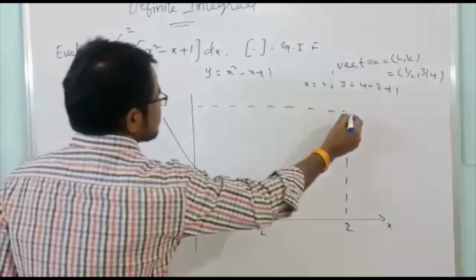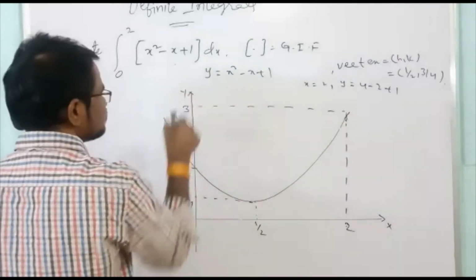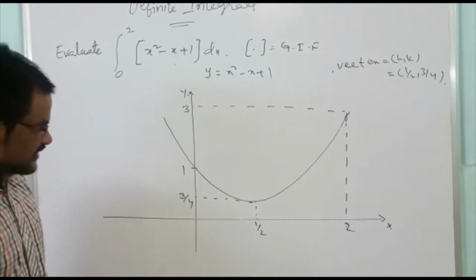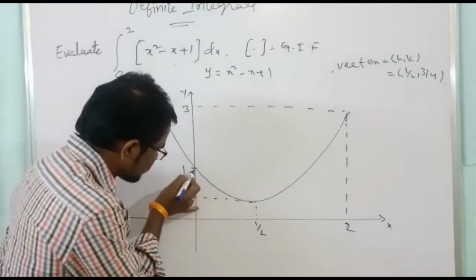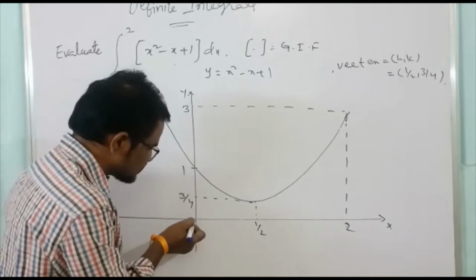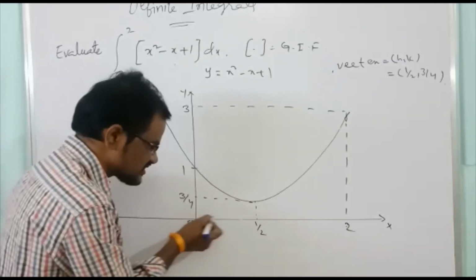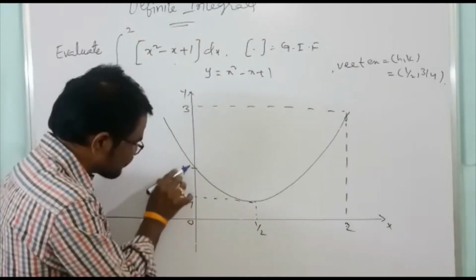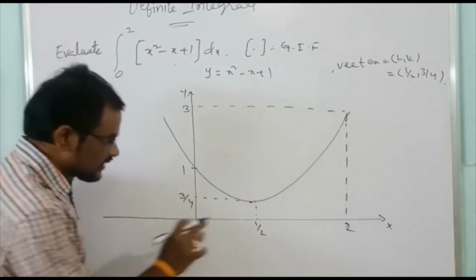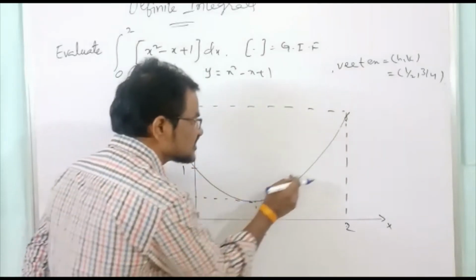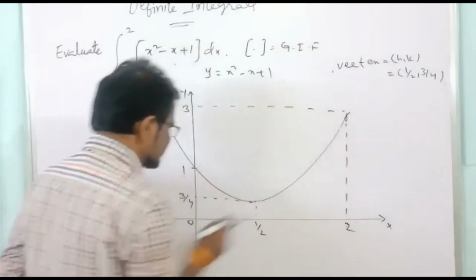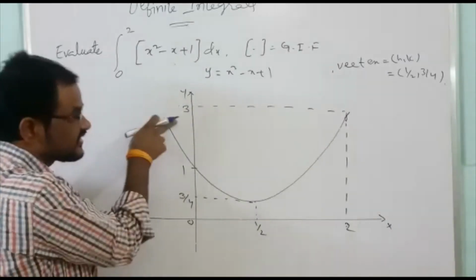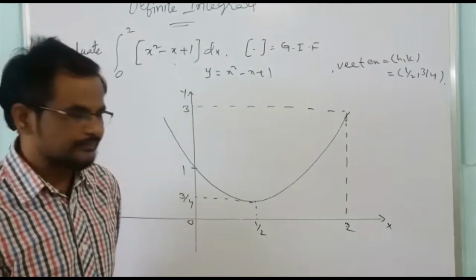It is 3, right? Now, once you observe, here from 0 to 1/2, the x value is 0 to 1/2, the graph is decreasing and y varies from 3/4 to 1. And again from 1/2 to 2, the function is increasing and the y value varies from 3/4 to 3. That is the difference between the previous one and this one.